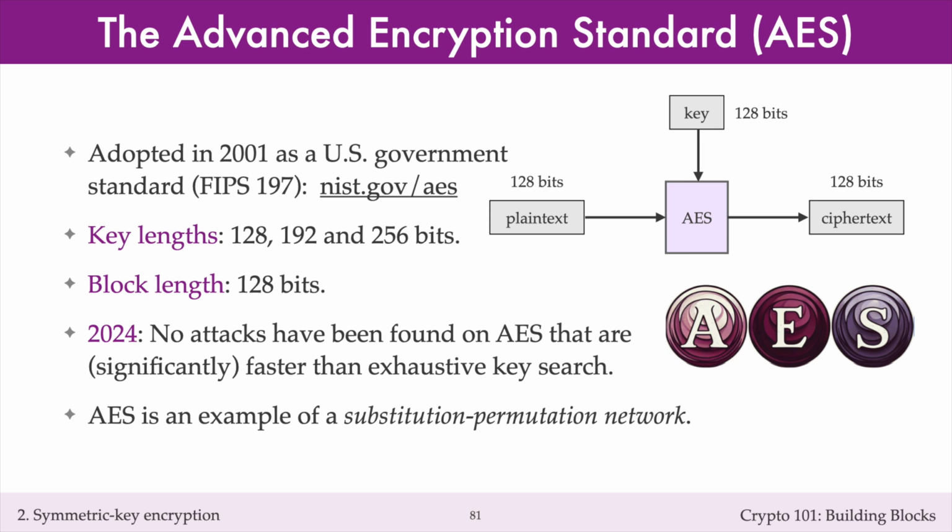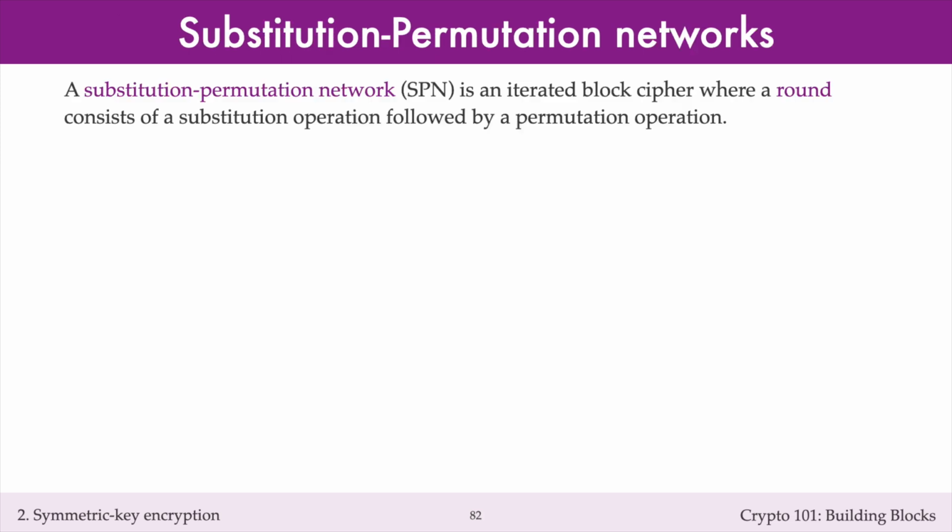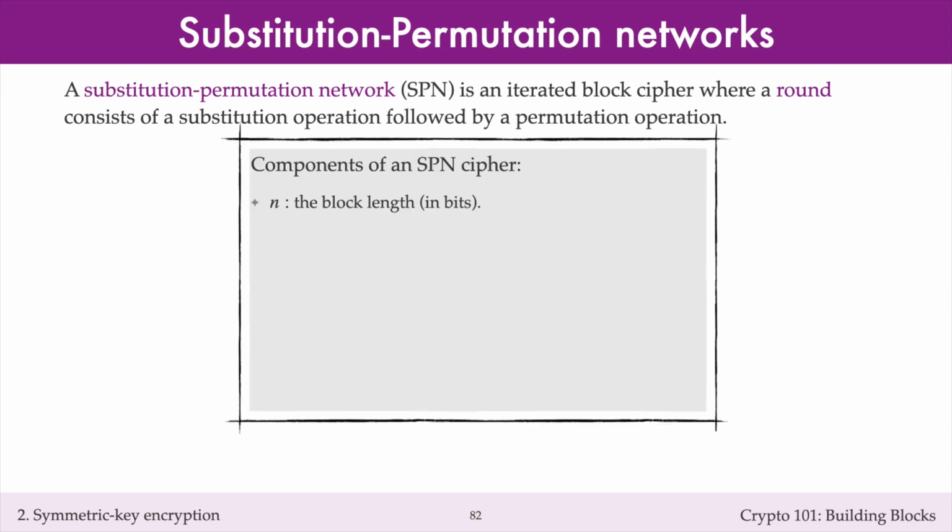AES is an example of a substitution-permutation network, which I'll define next. I'll first tell you what a substitution-permutation network is before proceeding to describe the AES encryption algorithm. A substitution-permutation network, or SPN, is an iterated block cipher. Encryption takes place in a number of rounds, where a round consists of a substitution operation followed by a permutation operation. The components of an SPN cipher are the following.